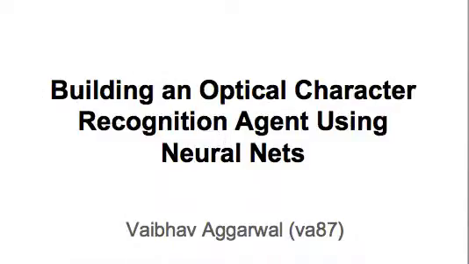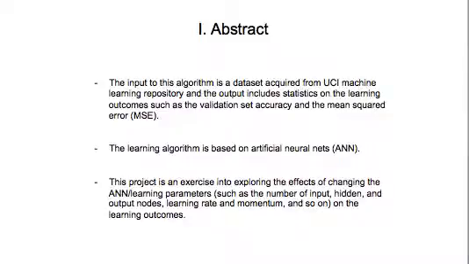Hi, I'm going to be talking about building an optical character recognition agent using neural nets. The first slide is the abstract, which defines the general overview of the paper and of the project. The learning algorithm in this project is based on the artificial neural nets, ANN. The input of this algorithm is a data set acquired from UCI machine learning repo, and the output includes statistics on the learning outcomes, such as the validation set accuracy and the mean squared error.